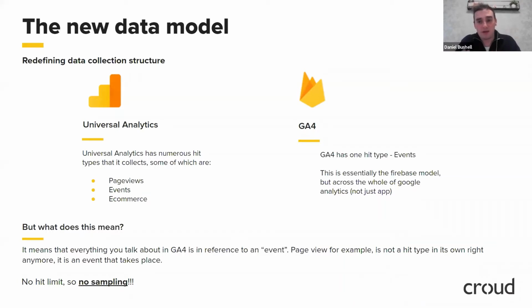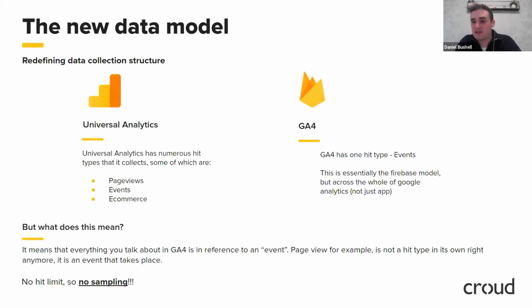So we're going to just compare and contrast a little bit so you can see both sides of it. So Universal Analytics, which is the Google Analytics we all kind of use for our web-based tracking at the minute. This has numerous hit types that it collects. So you've got page views, you've got events, you've got e-commerce, just to name the most common ones. There are a few different types as well. GA4 has one hit type, tracks events.